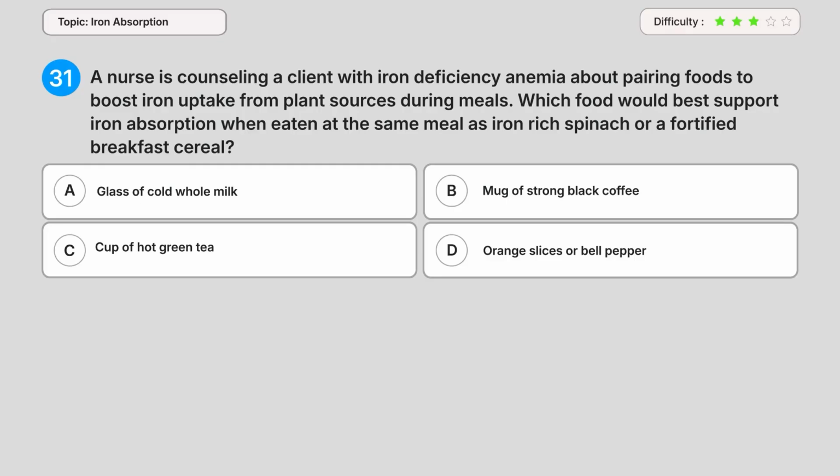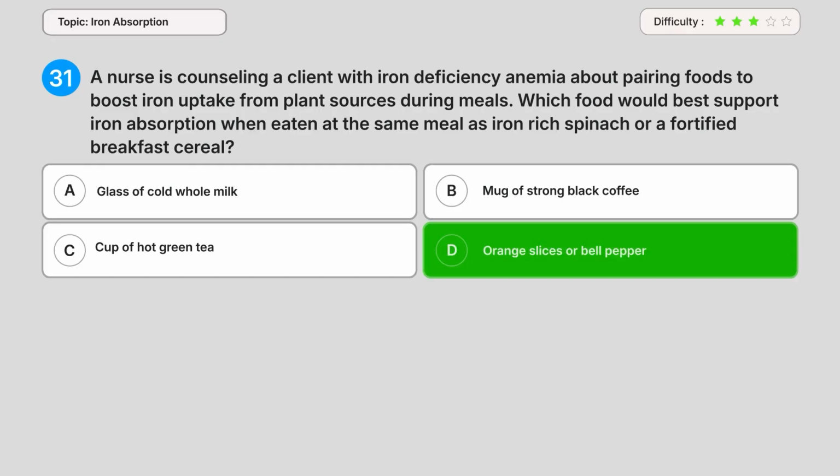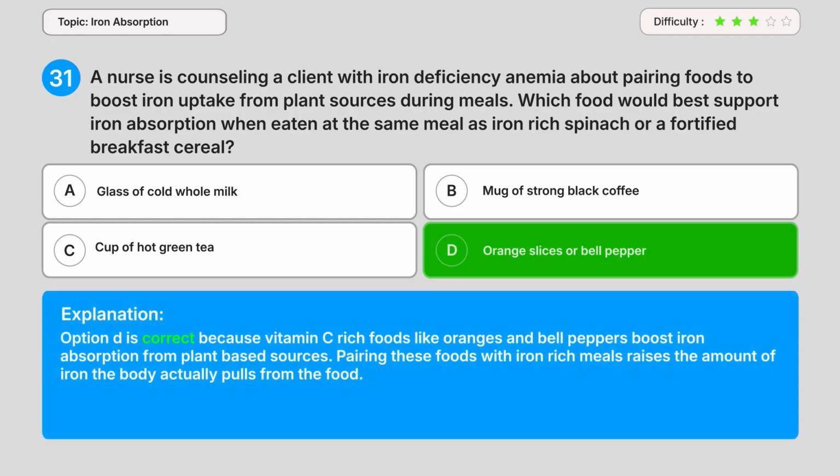Correct answer: D. Orange slices or bell pepper. Explanation. Option D is correct because vitamin C-rich foods like oranges and bell peppers boost iron absorption from plant-based sources. Pairing these foods with iron-rich meals raises the amount of iron the body actually pulls from the food.